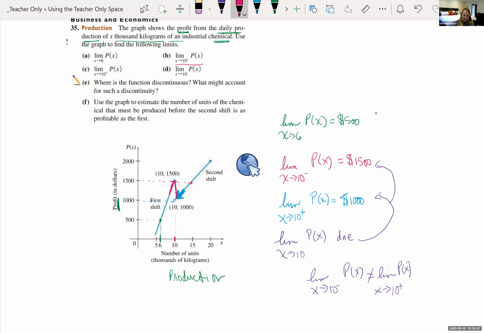Looking at this, I hit the graph here. And if I come back down, I can see what my value is here. And so the second shift, they need to reach 15 kilograms. So x equals 15, or 15,000 kilograms.